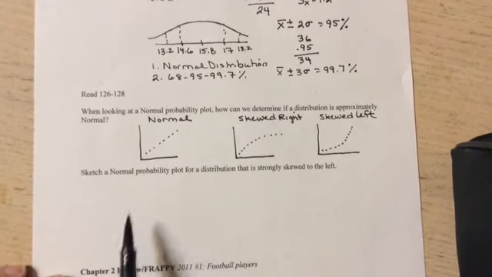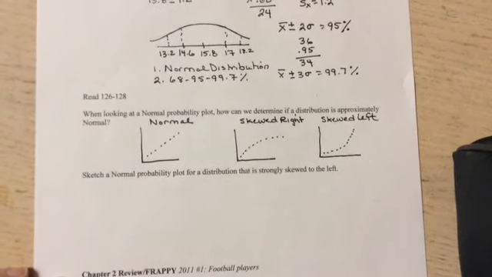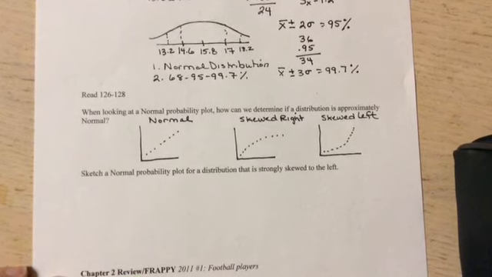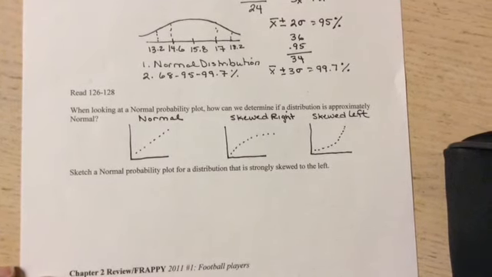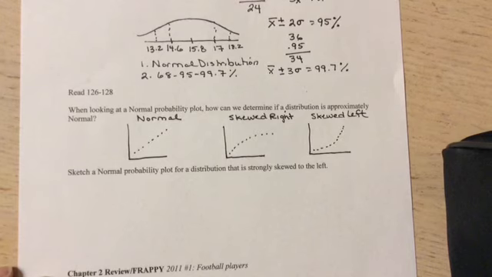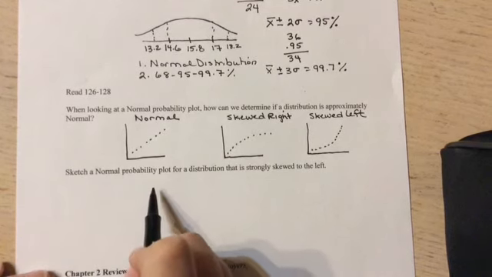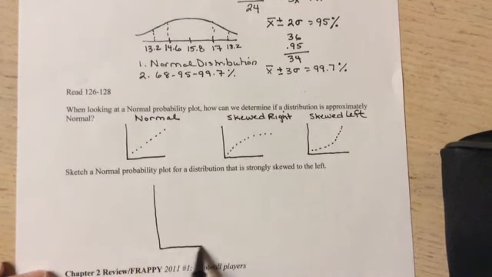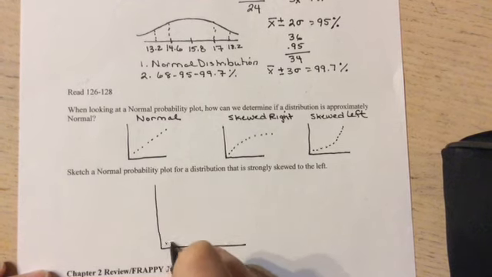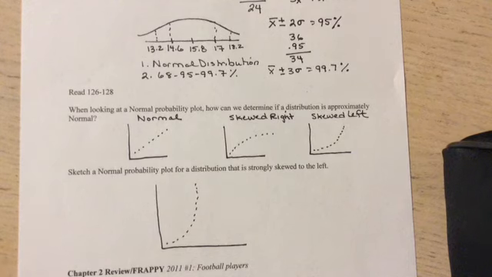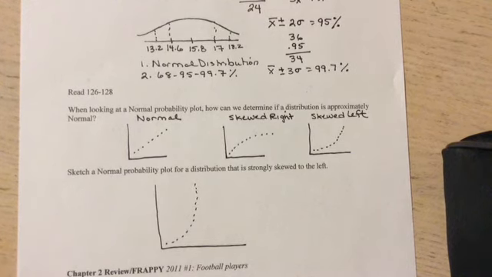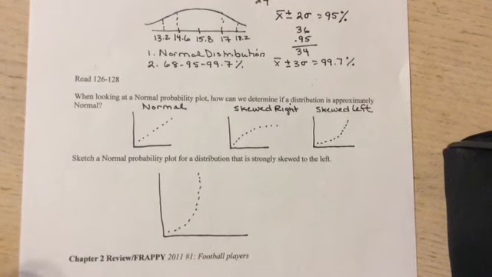Now, what I want you to do is sketch a normal probability plot that you think would be strongly skewed left. If you drew any set of data where the data was skewed way up quickly, then you would be right. That data is skewed left.